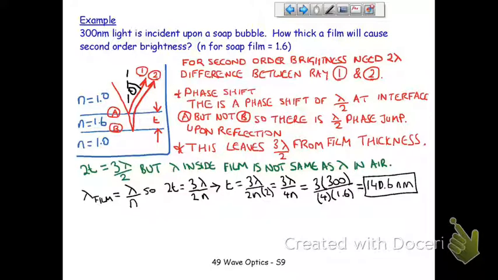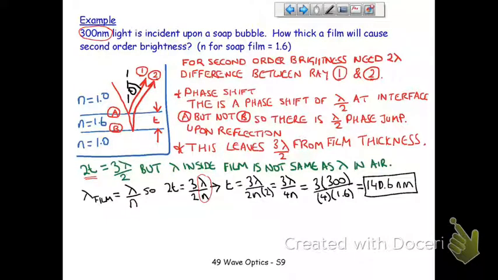So then you look at it. It's tempting to try and do some trig on this, but we're just going to say it comes straight in and goes straight out. So 2t, 2 times your thickness, is equal to 1.5 wavelengths, so 3 over 2 lambda. But the lambda is not the lambda of the light that's incident. It gets reduced by the refractive index of the material. So lambda inside the film is not the same as lambda in the air. Lambda in the film is lambda in the air divided by the n of the film. So 2t is going to equal 3 over 2, not lambda, but lambda over n, because this is the lambda inside the film.